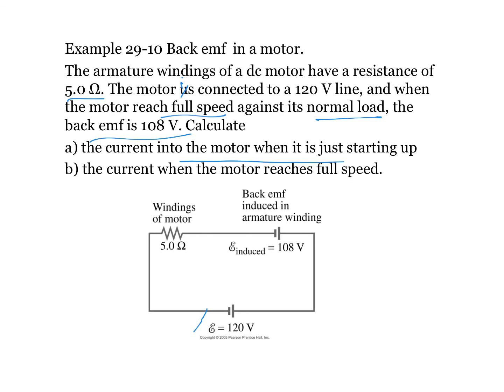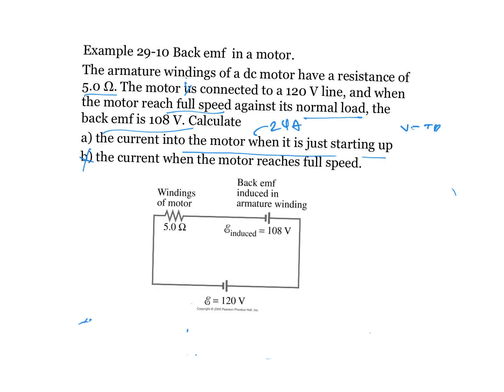Calculate the current into the motor when it's just starting up. Starting up means that at that particular time, the back EMF itself is quite small, so we can actually ignore it. So for this one, we are going to use only V equals IR. You need to find the current, I equals V over R. So right now you don't have to subtract the back EMF, because the back EMF is very small.